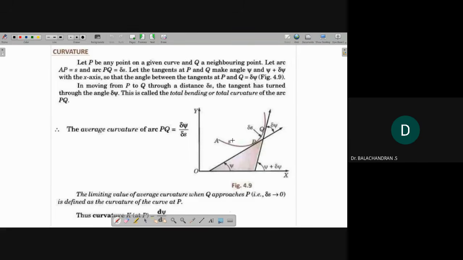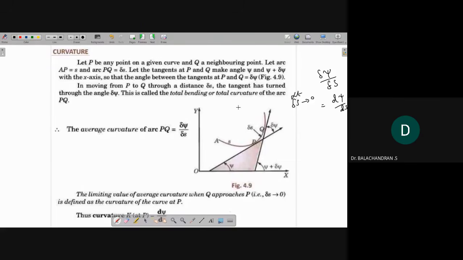So if you approach, limit delta S tends to 0, delta psi divided by delta S is equal to d psi by ds. This is from the definition of the derivative.